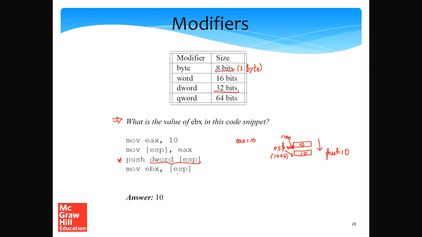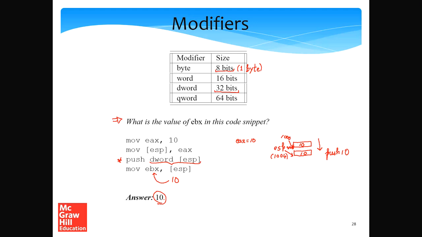The last instruction reads the contents of the memory address that the stack pointer points to, which in this case is 10, and the value of 10 is transferred to EBX. So what is the value of EBX at the end of this code snippet? It is 10. The important point to remember is that in any push instruction, we first read the value of the operand that we are trying to push. Then we decrement the stack pointer, and at the new stack top, we push in the value.